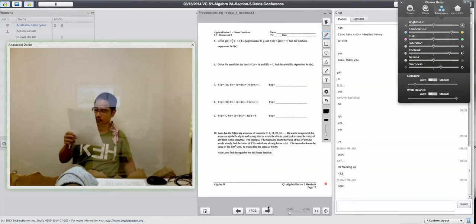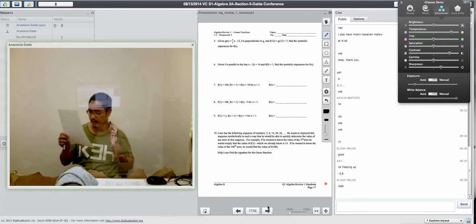Lono has the following sequence of numbers: 2, 8, 14, 20, and 26. He wants to represent this sequence symbolically in such a way that he is able to quickly determine the value of any term in his sequence. For example, if you wanted to know the third value of the function, you would put f3, which we already know is 14, if he wants the 100th term.